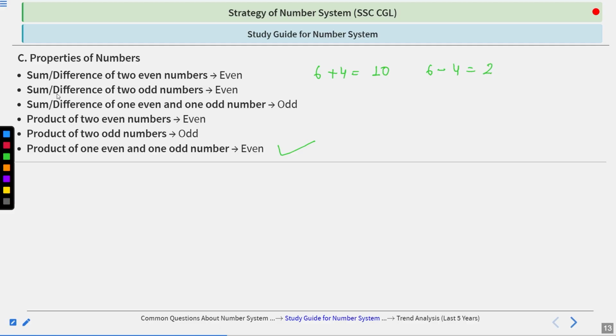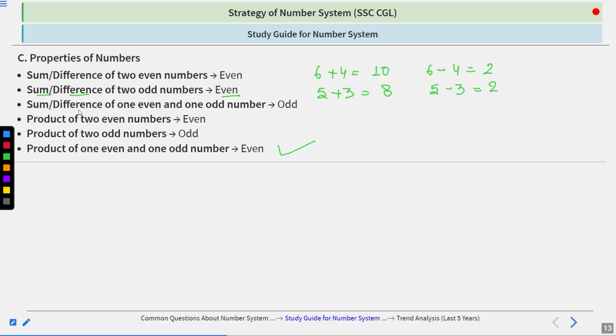In the same way, sum or difference of two odd numbers will always be even. So take two numbers, 5 and 3. 5 plus 3 will become 8. This is an even number. And when we subtract, 5 minus 3, we again get 2, which is an even number.